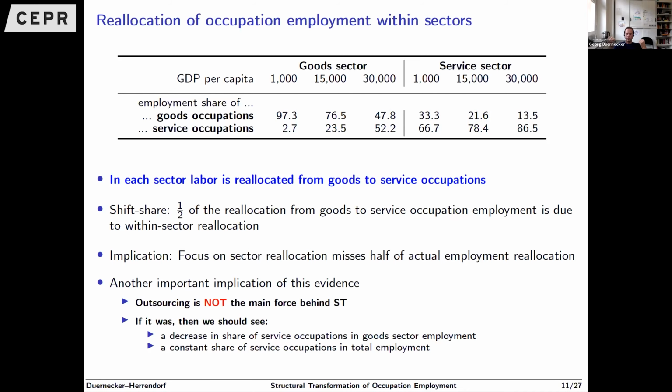And another important implication of this evidence is that outsourcing and the associated relabeling of jobs is not the main force behind the increase in the service sector, because if it was, then we should see a decrease in the share of service occupations in the goods sector employment, because all the cleaning services are outsourced. Therefore, we should see a decrease in the employment share of service occupations. But we see exactly the opposite.